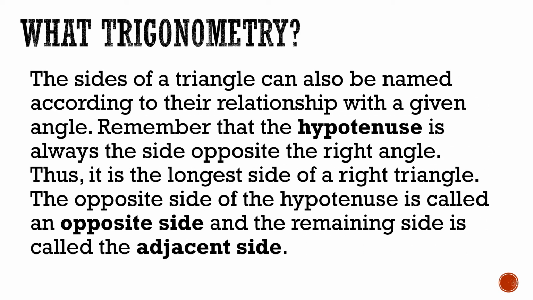The sides of a triangle can also be named according to their relationship with a given angle. Remember that the hypotenuse is always the side opposite of the right angle. Thus, it is the longest side of the right triangle. The side opposite the angle is called the opposite side, and the remaining side is called the adjacent side.